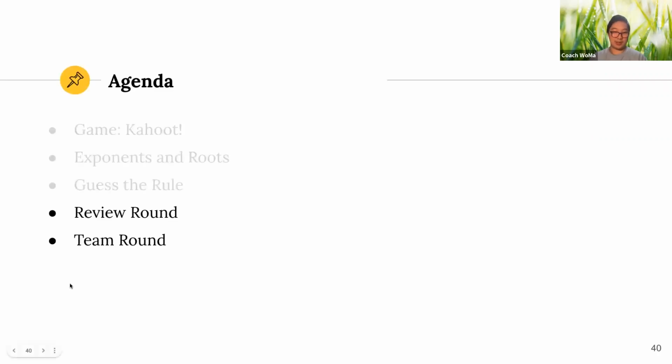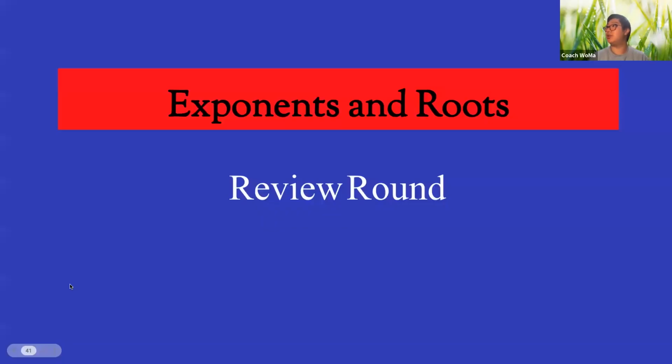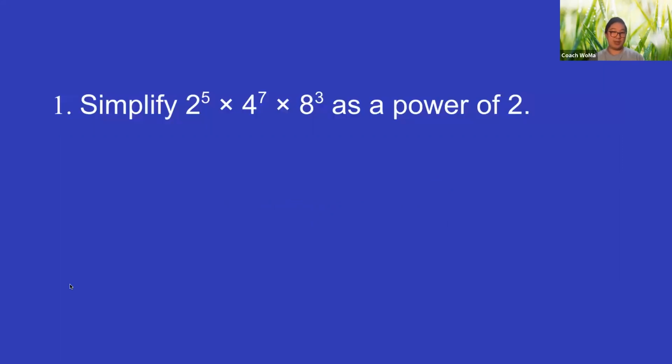We can go to the next slide. Let's do a bit of review of what we did today. A lot of the things I went over with you is very conceptual, right? The rules, this is how you might do things. But let's go into actual numbers now. So let's say you had this problem. Simplify 2 to the 5th times 4 to the 7th times 8 to the 3rd as a power of 2.